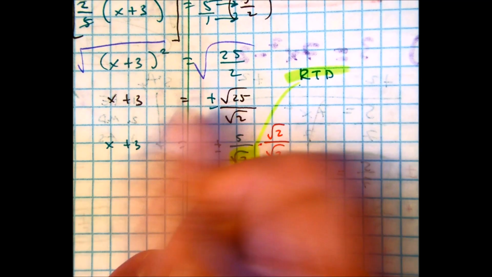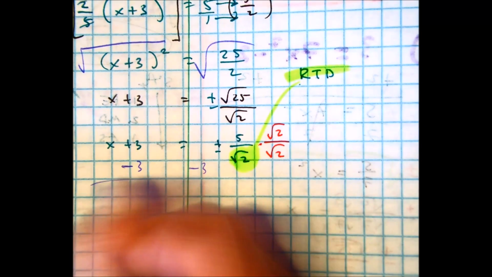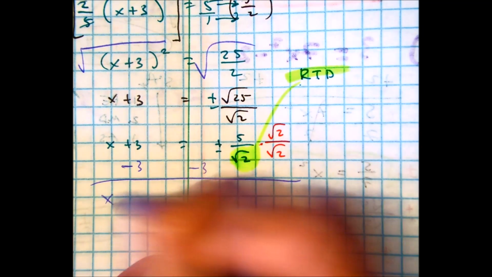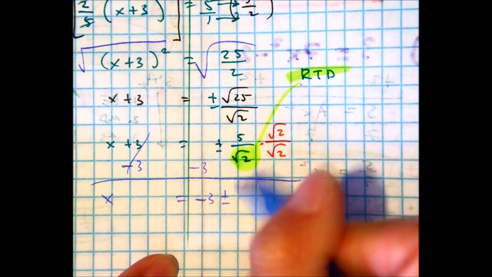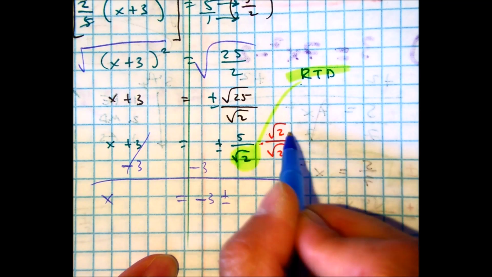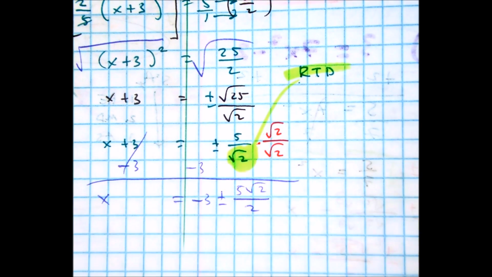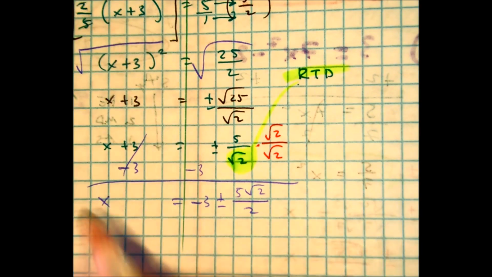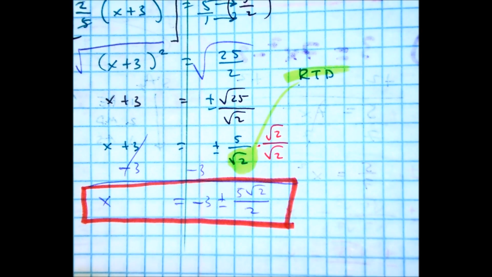So I have, let's just subtract 3 because we're at it. When you subtract 3, it goes in the front there. So x equals negative 3 plus or minus 5 radical 2. So you're just multiplying across over 2. And this would be an exact answer. Raise your hand if you got that.